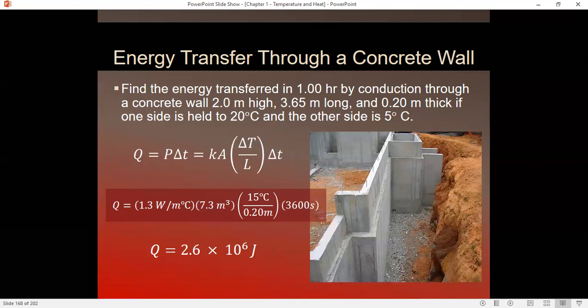Okay, so find the energy transferred in 1 hour through this. So our thermal conductivity of concrete is 1.3 watts per meter degrees Celsius. We have a 7.3 meters squared, okay?